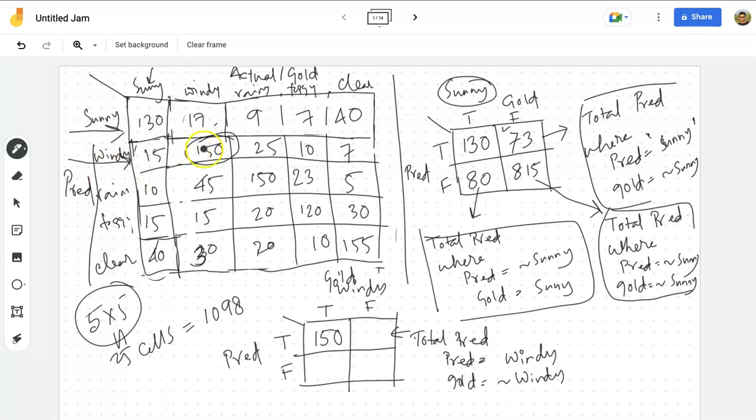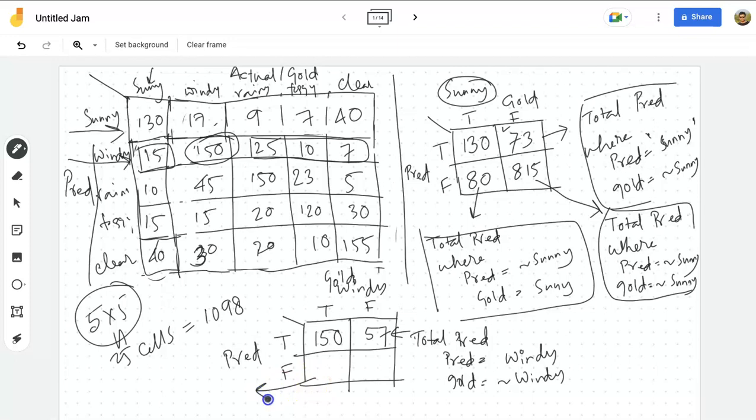Now if you ignore this cell, where the prediction is windy and the gold is also windy, all the other values, this last 3 and the first one, represent that the prediction is windy but the gold level is not windy. So you just need to sum the other 4 values except the 150. If you do it, it will be 40, 50, 57. So it will be 57.